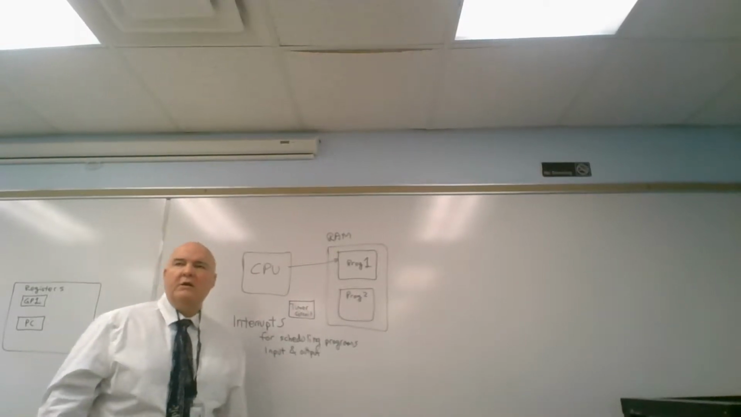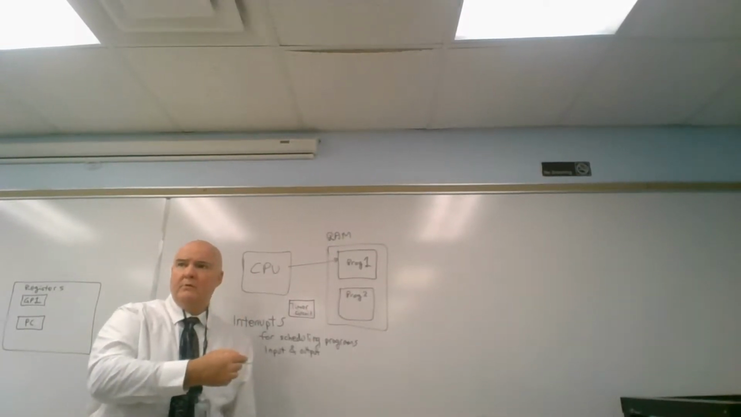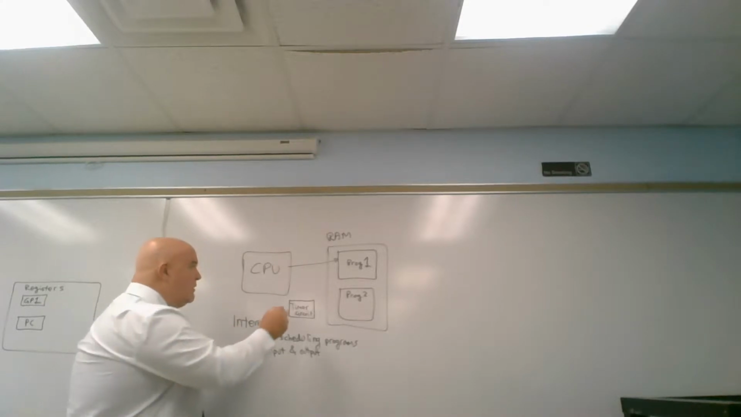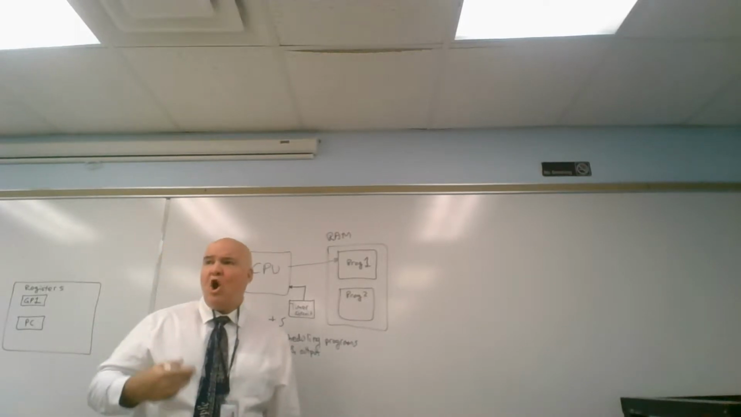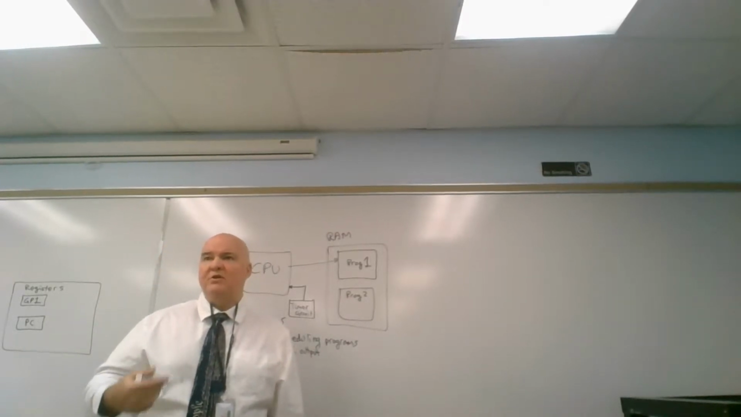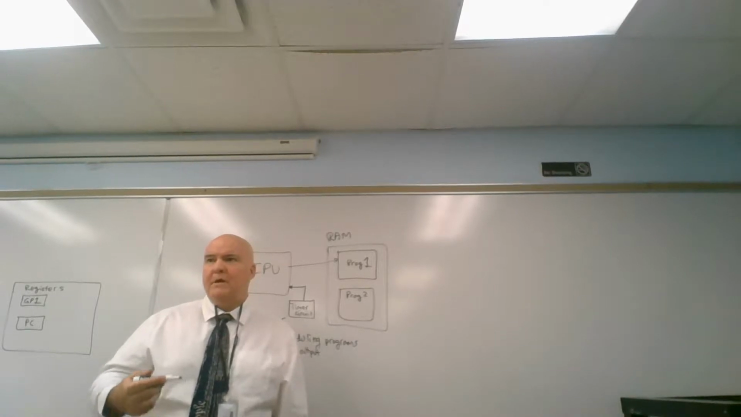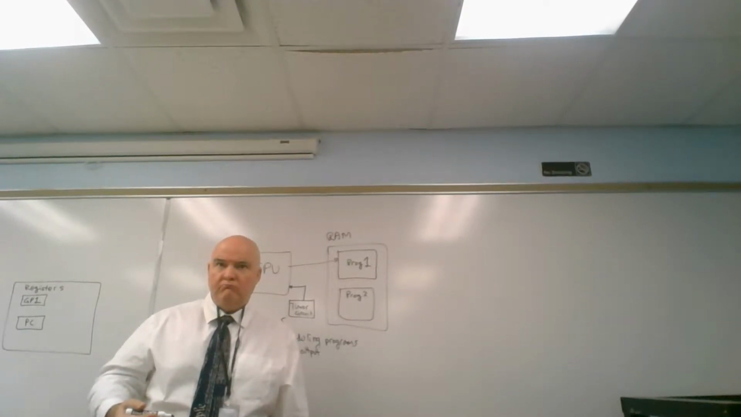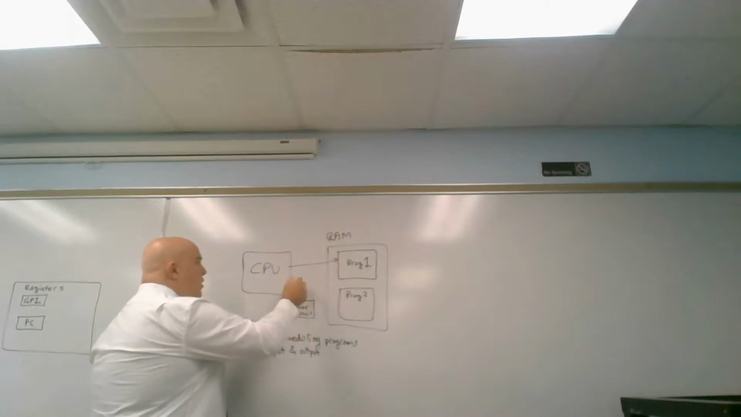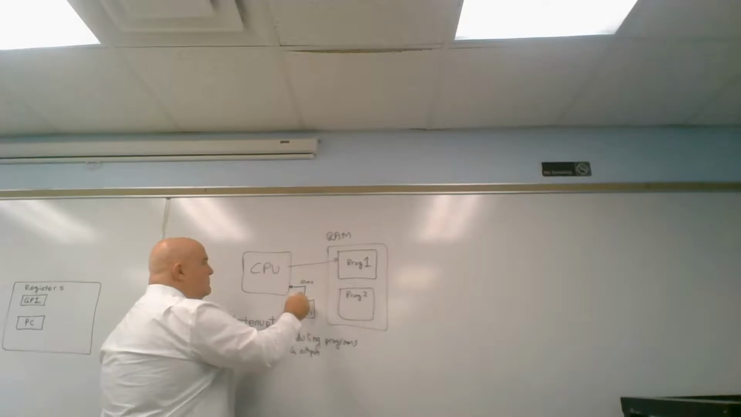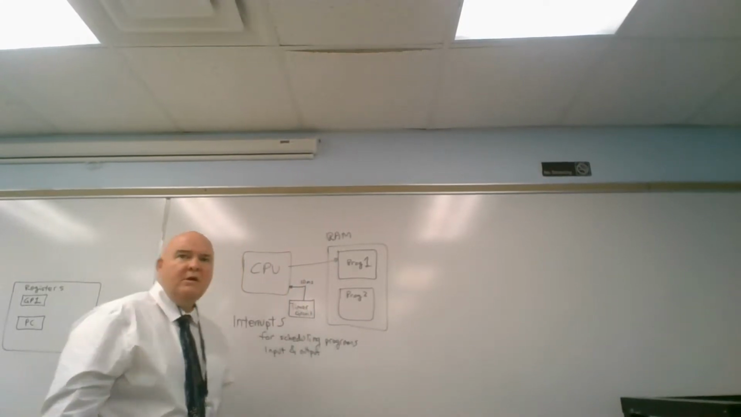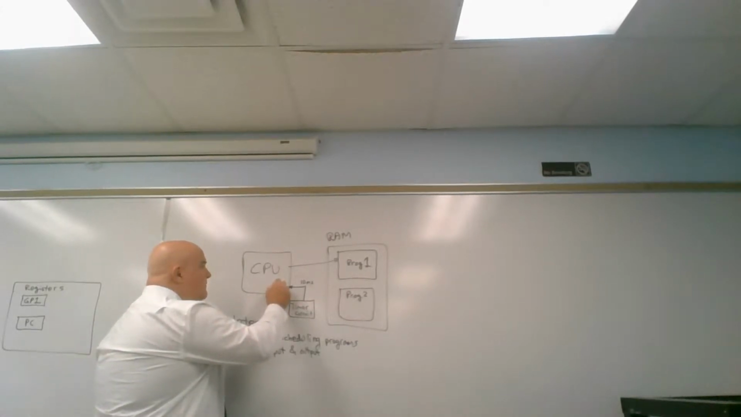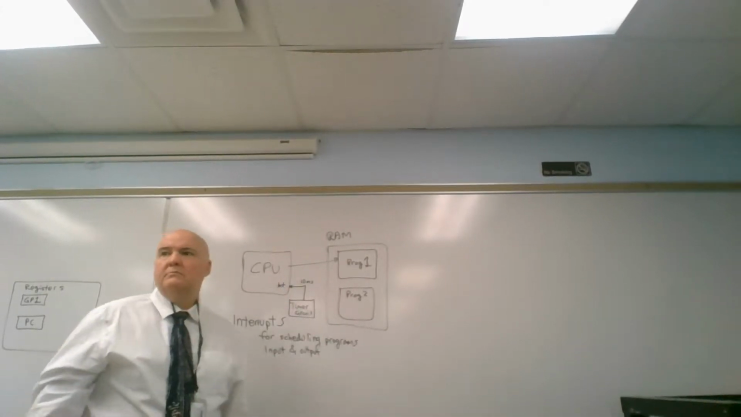And this timer circuit can be programmed to send a signal after a certain period of time, or periodically, based on a certain period of time. For example, every nanosecond, right? Or let's say every 10 milliseconds, there's a signal that comes to the CPU. It's connected to the CPU. The signal is called an interrupt signal. All right.